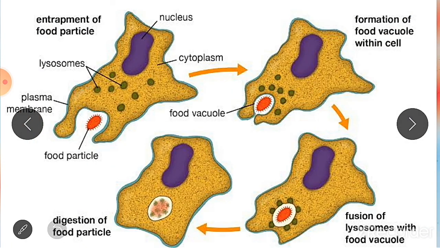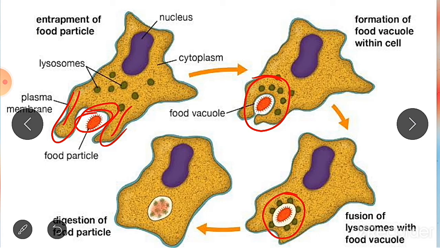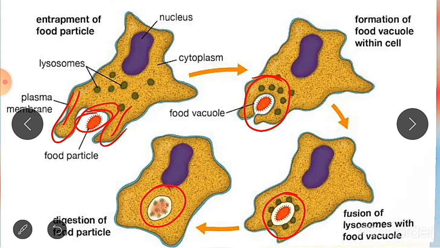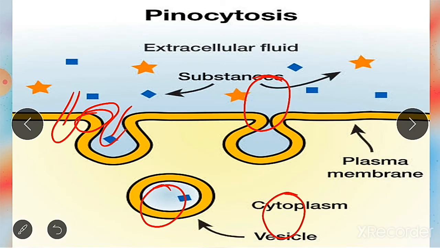Here you can see the process of endocytosis in amoeba. When there is a food particle present, it forms pseudopodia with the help of the plasma membrane. Then this forms a vacuole, a food vacuole, within the cell. Then this food vacuole fuses with the lysosomes, and there is digestion of the food particles, taking in nutrients.